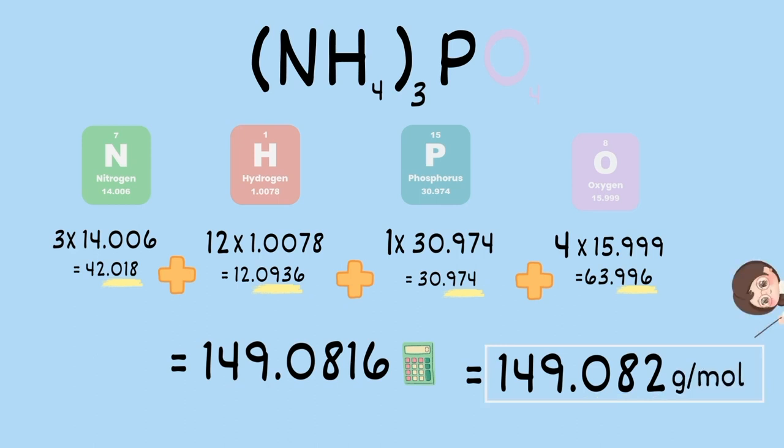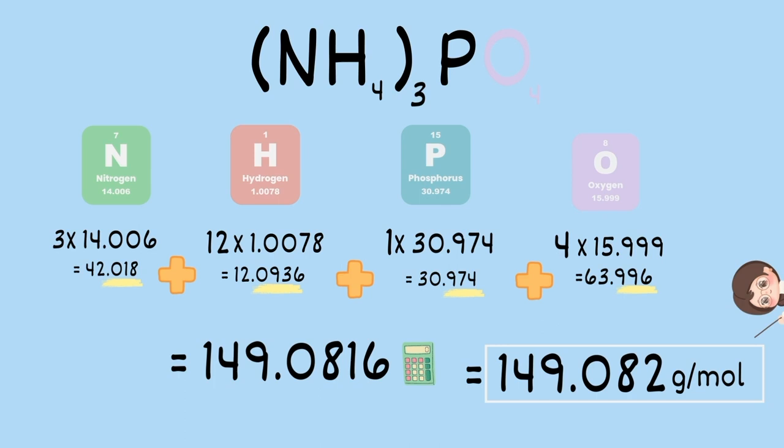149.082 grams per mole. Now, what if I were to ask you to find the molar mass of nitrogen in ammonium nitrate? Awesome, yes. 42.018 is the molar mass of nitrogen in ammonium phosphate.